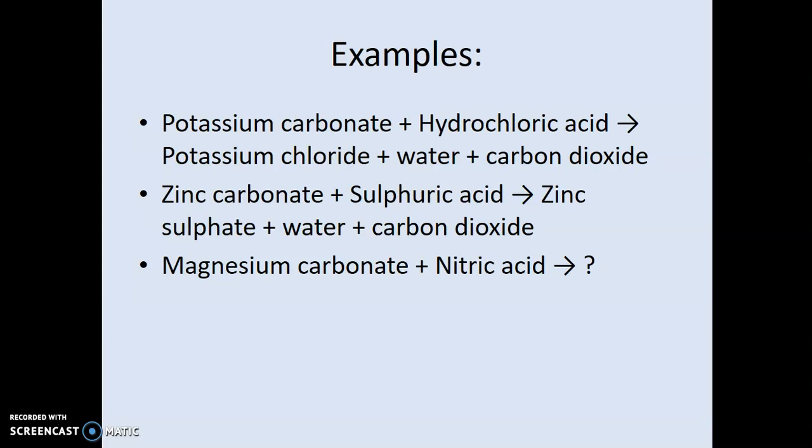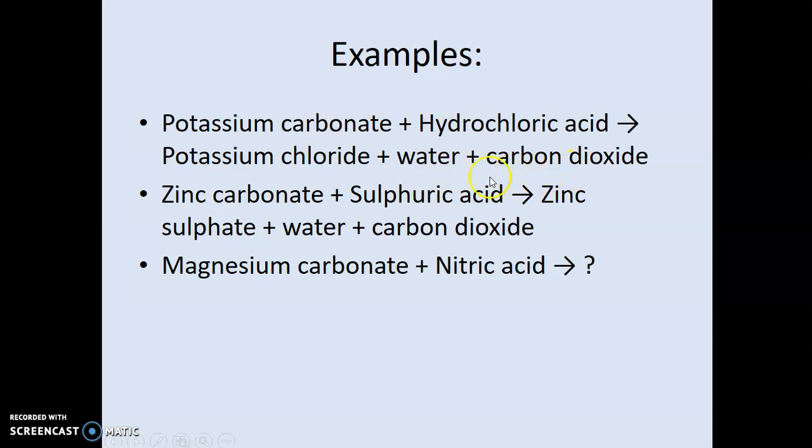Again, looking at some examples, potassium carbonate plus hydrochloric acid then is going to give us potassium chloride. That's the name of the salt, named in exactly the same way as we've looked at previously, plus water plus carbon dioxide. The repeating part here therefore is the water and carbon dioxide part. If it is a metal carbonate, it will always produce water and carbon dioxide.